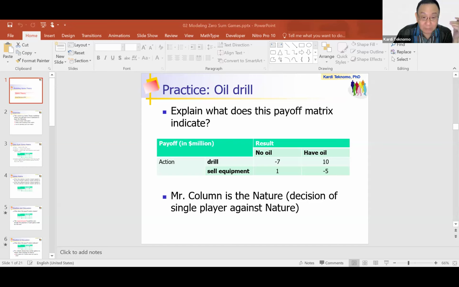So this is an example where Mr. Column is not necessarily a human player, but this is nature.